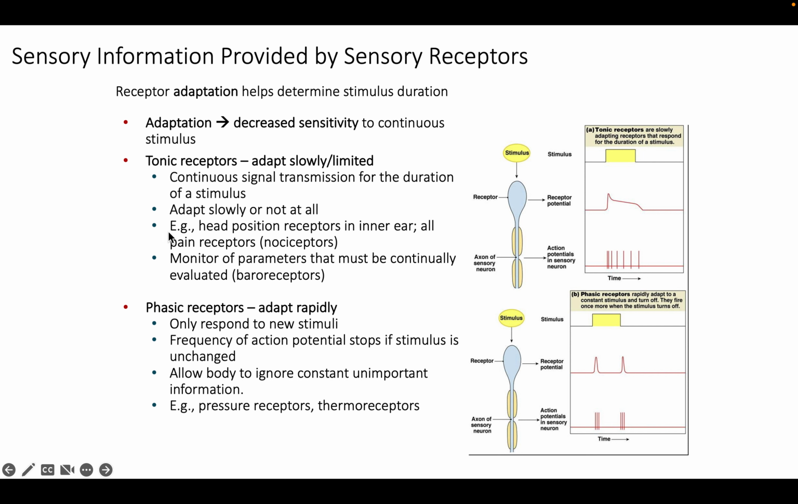So this is things like head position receptors in our inner ear. If you're sitting upright and you tilt your head over to the right, you'll notice that your head is tilting over to the right until you stop tilting it over to the right. So until you bring it back up.